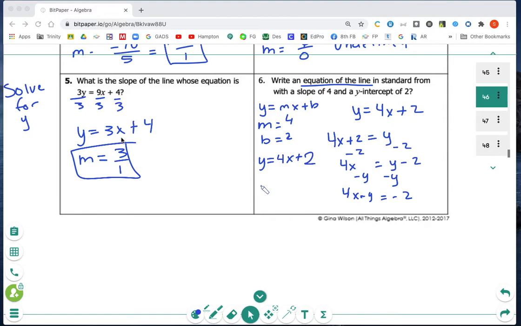Is the second term y? Yes. Is it an integer? Yes. Negative y is negative 1y, so that is an integer. Then I have an equal sign, and then is 2 an integer? Yes, it is. I'm also going to check that the GCF is 1. So this is standard form.